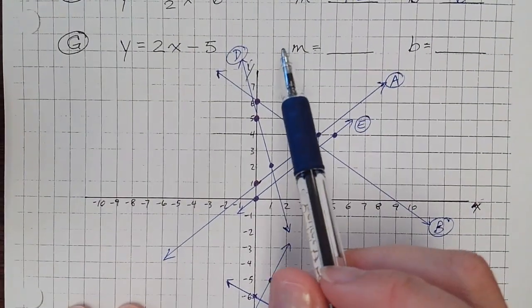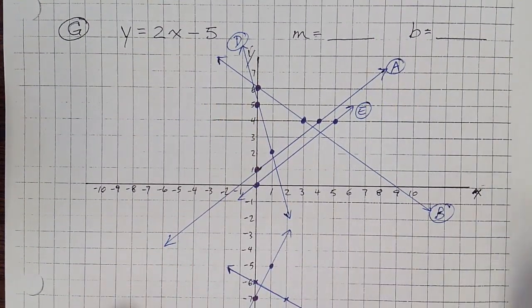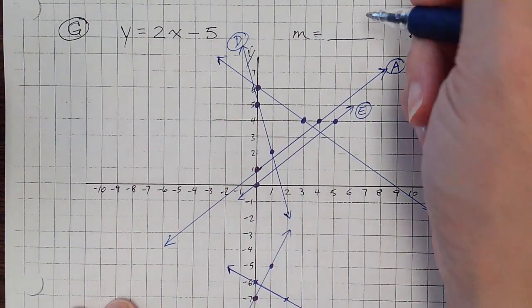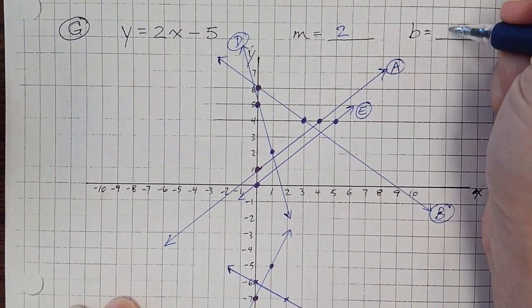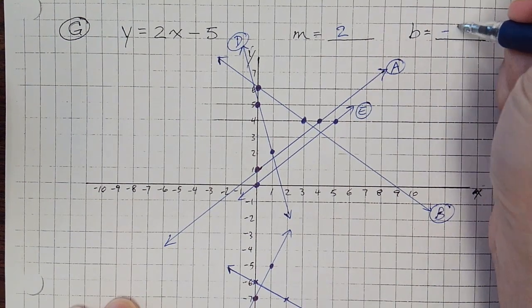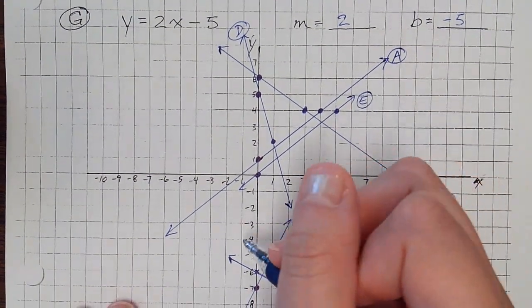Okay, last one. y equals 2x minus 5. What's my slope, DeAndre? Yep. And my y-intercept? Good. So what do? Yeah, plot a point on negative 5.